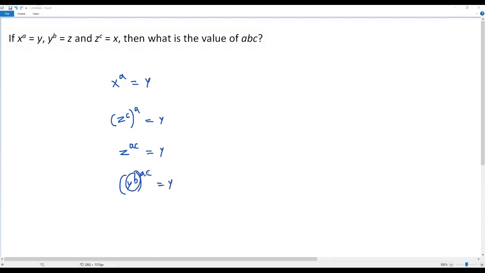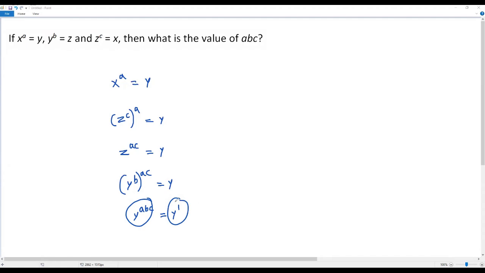That is, whenever a power is raised to another power, we can multiply these two exponents. Then I am getting y to the power of b times ac, or it can be written as a times b times c. On the right side, we can write this y as it is. What is the exponent of this y on the right side? Whenever there is no exponent, we have to assume there is an exponent 1 over here.